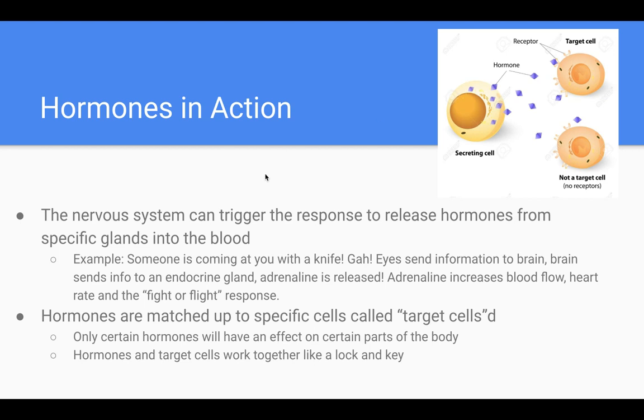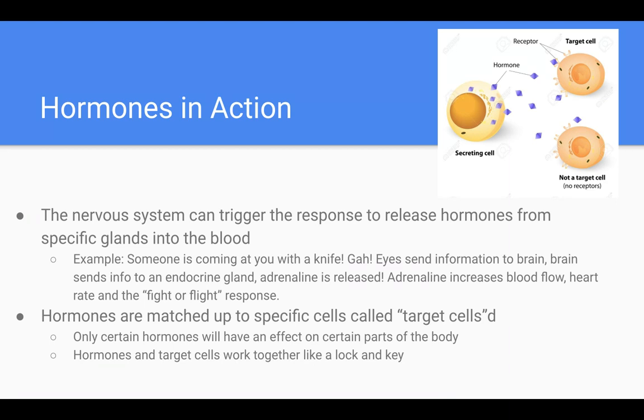So your nervous system can actually trigger a response to say, hey, we need to release these hormones from a gland. So here's a really good example of the fight or flight response. So imagine you're in grave danger. Somebody is coming at you with a knife.